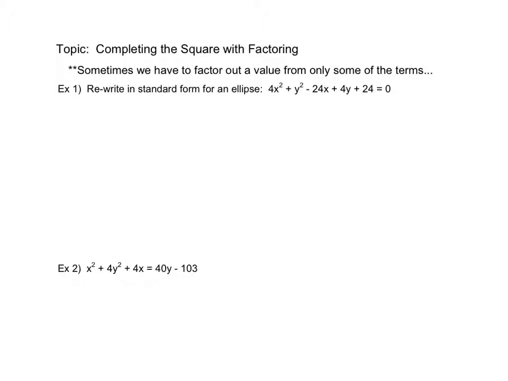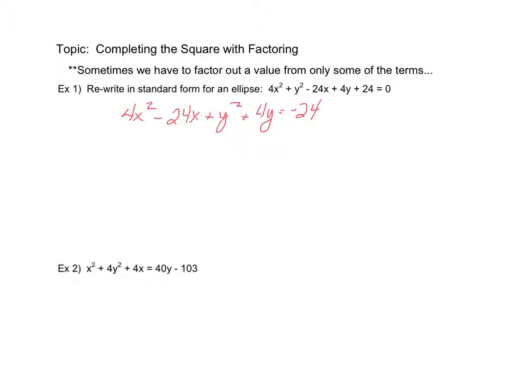So two examples. On the first one, the first thing I'm going to do is rearrange so I have my x's and my y's together and bring the 24 to the other side, giving me 4x squared minus 24x plus y squared plus 4y equals negative 24.